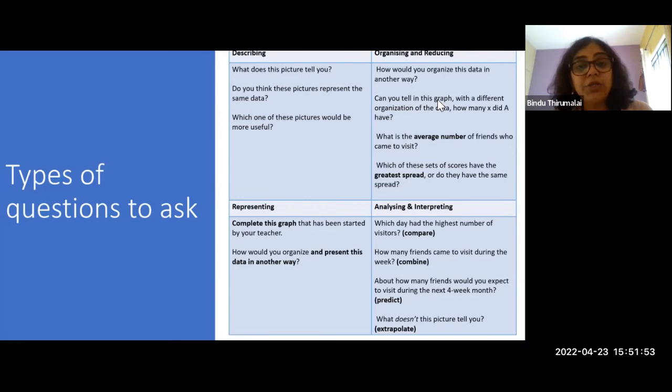Right? Then organizing and reducing. How would you organize this data in another way? You can ask them how they would organize this data in another way. Can you tell in the graph, with a different organization of the data, how many red color lollipops are there? How many yellow color lollipops are there? And importantly, reducing is the same as summary. What is the average number of friends who came to visit? I'll show you the example they've given, and I'll show you that task. But basically finding out the average and what is the greatest spread, which scores.